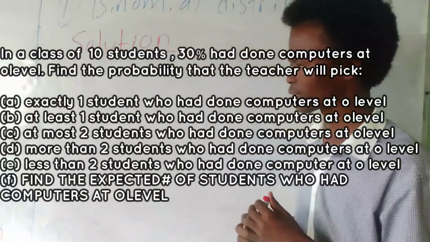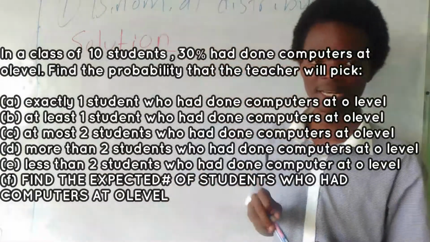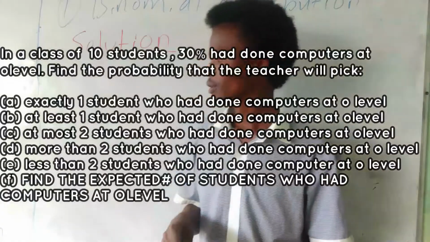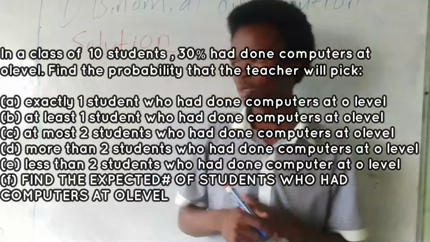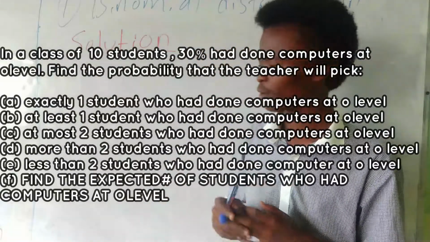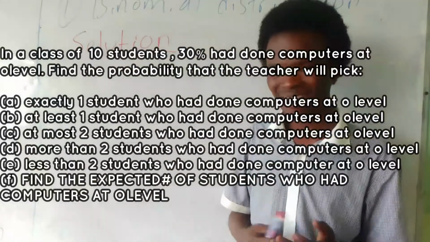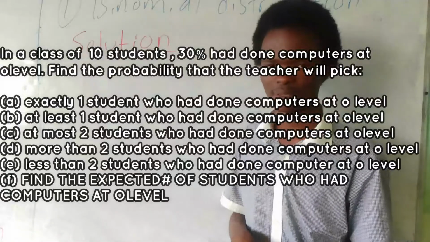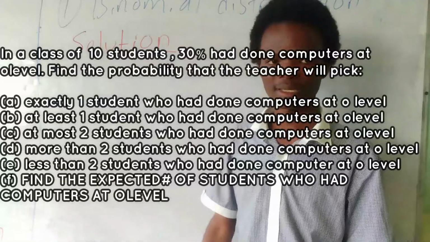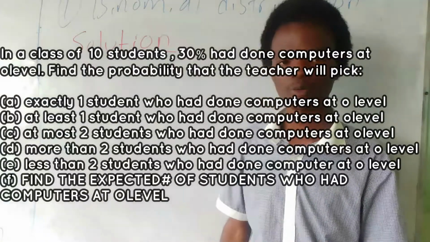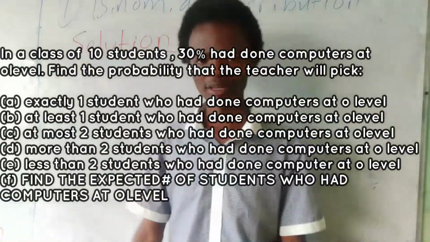Part C says that the teacher will pick at most two students who had done computers at O level. Part D says that the teacher will pick more than two students who had done computers at O level. Part E: find the probability that the teacher will pick less than two students. Part F: find the expected number of students who had done computers at O level and the variance. After calculating the variance, we calculate the standard deviation.